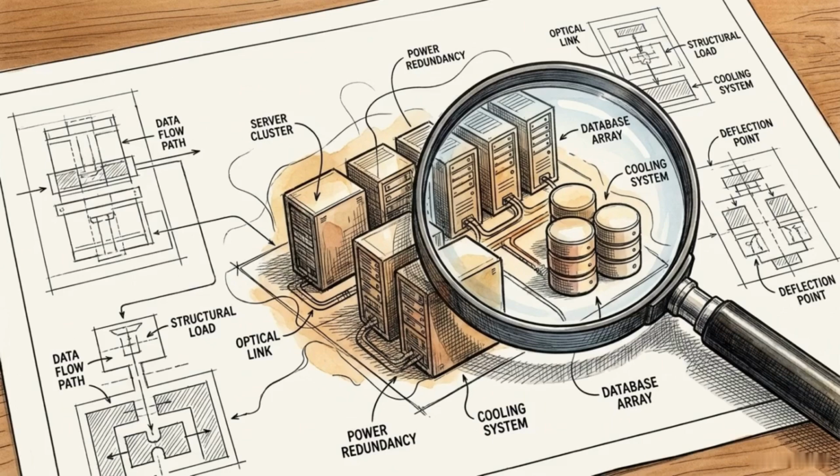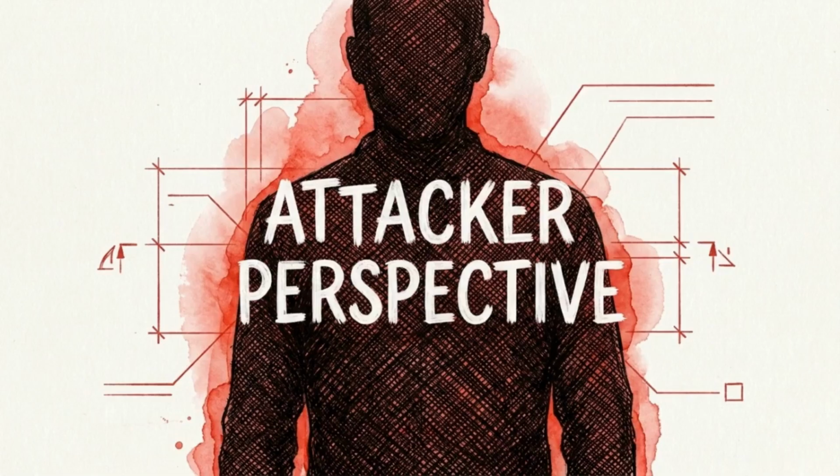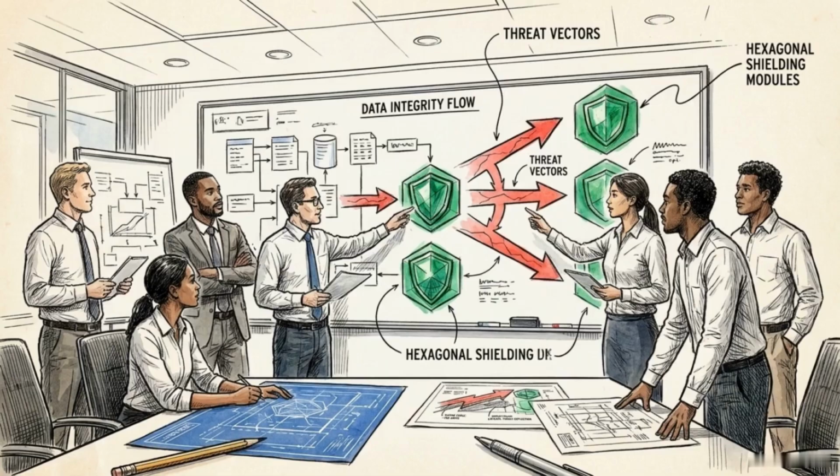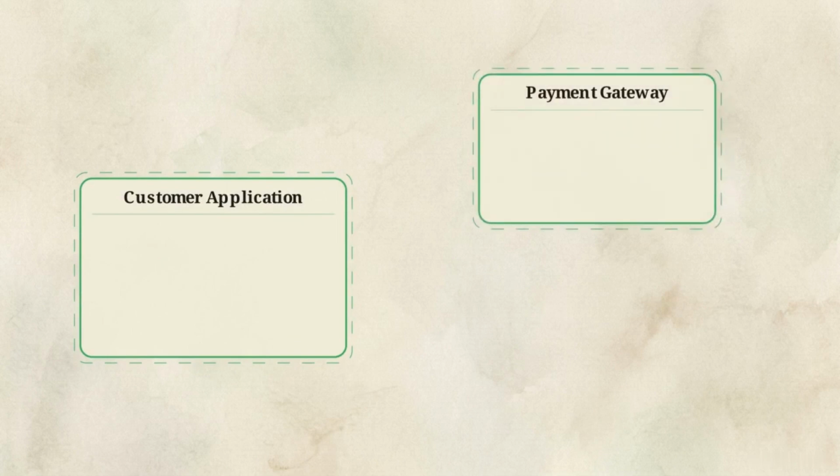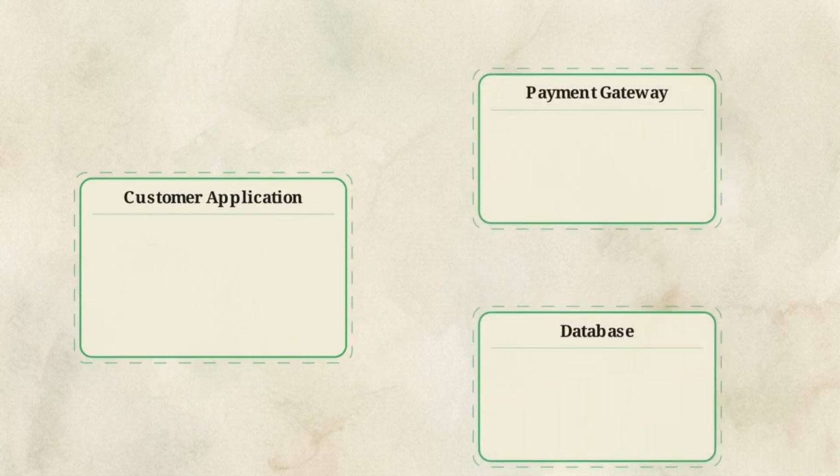To do this, you have to look at your own blueprint and ask, if I were the attacker, how would I compromise this system? By internalizing this mindset, security moves out of the data center and into the design room, embedding defense directly into the system structure. We can see this in practice by architecting a standard online e-commerce application. Here is our blueprint, containing a customer application, a payment gateway, and a database.